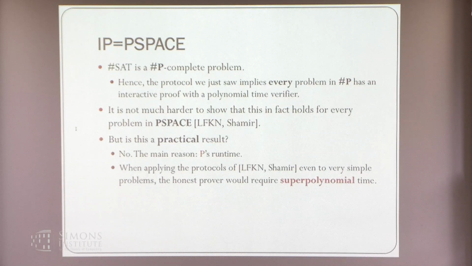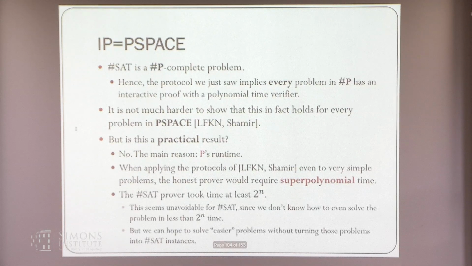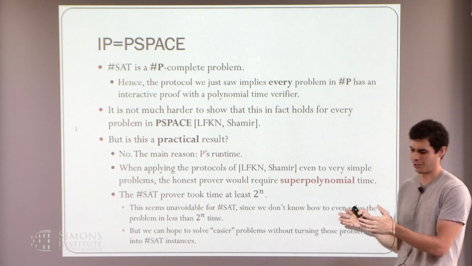So in principle, you can take any problem solvable in logarithmic space, turn it into a Sharpset instance, and apply the Sharpset protocol to that Sharpset instance, but the prover will still run in super polynomial time on that Sharpset instance, even if your original problem was solvable in logarithmic space, which is a very simple kind of problem.